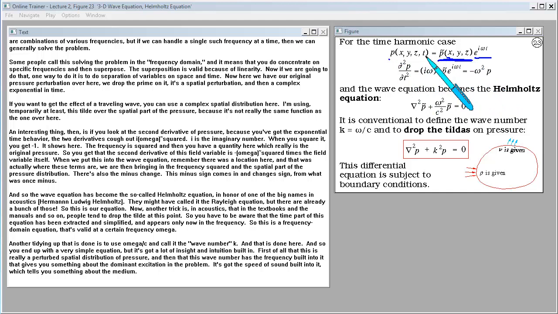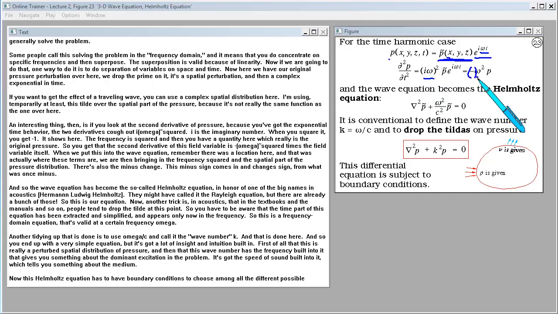An interesting thing then is, if you look at the second derivative of pressure, because you've got the exponential time behavior, the two derivatives cough out i omega squared. i is the imaginary number. When you square it, you get -1, which shows here. The frequency is squared, and then you have a quantity here, which really is the original pressure. So you get that the second derivative of this field variable is minus omega squared times the field variable itself.